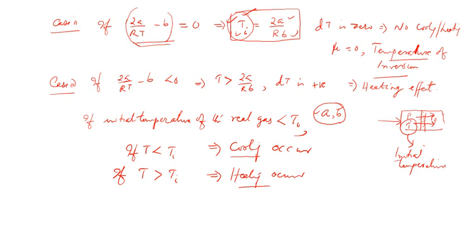If the initial temperature of a given gas is less than its temperature of inversion, then cooling will occur, and if the initial temperature of a real gas is greater than its temperature of inversion, heating will occur, where temperature of inversion is the temperature at which the Joule Thomson coefficient mu is equal to 0 for that particular van der Waals gas, and that's given by 2A by RB, where A and B are the van der Waals constants for that particular gas.